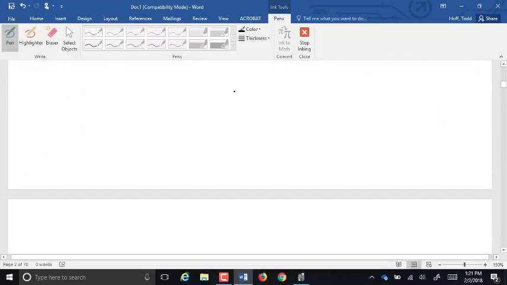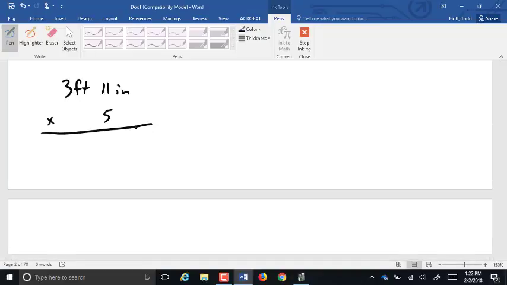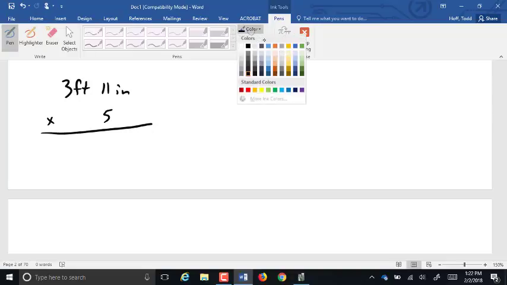So what we want to look at here for operations with measurements is not taking one measurement times another measurement. It's going to be something like this: 3 feet 11 inches times 5. Let's say you have pieces that are 3 feet 11 inches long, and you need 5 of them. You want to know the total length of material you're going to need. We're going to ignore saw curves.